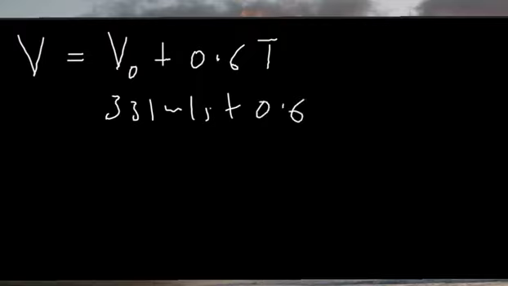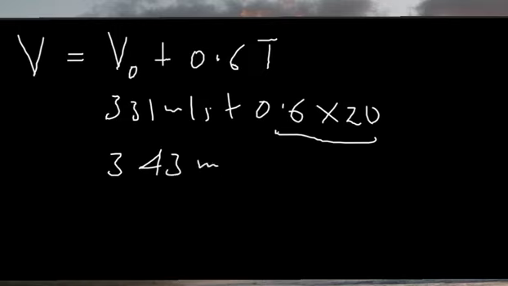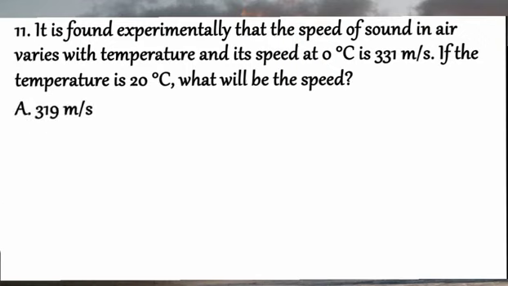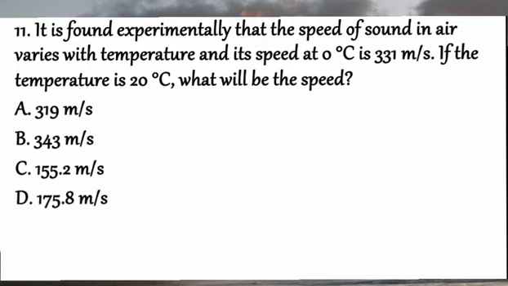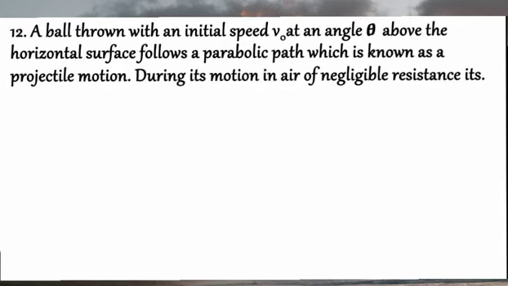0.6 multiply by 20 gives 12, and this gives 300. 343 meters per second is our answer, so going to the choices: A 319, 343, 155.2, 175.8. So the answer is B.